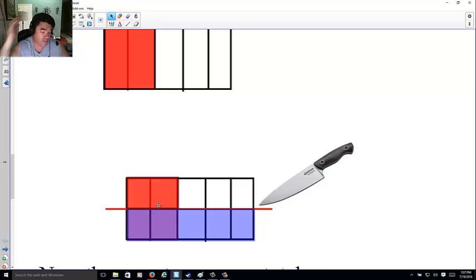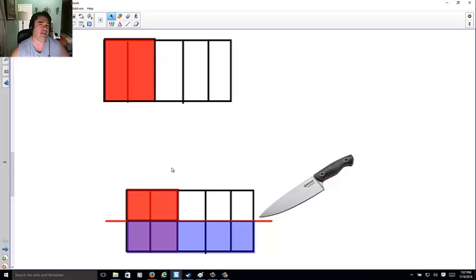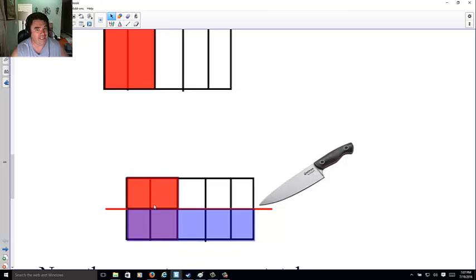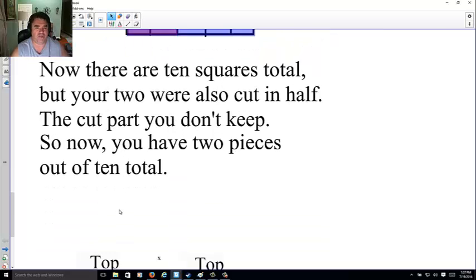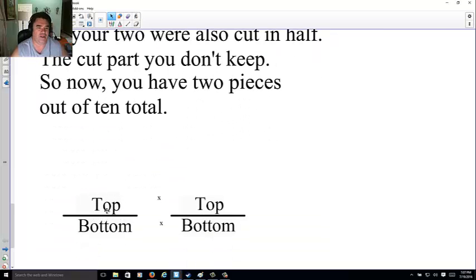Well, it appears there's now 10 boxes, and you still have 2, but instead of 2 out of 5, you have 2 out of 10. The question I ask you is, do you have more or less than you did before? And I hope you realize that you have less, even though you still have 2 pieces. So there are 10 squares total, but the cut part you don't keep. So top over bottom times top over bottom.